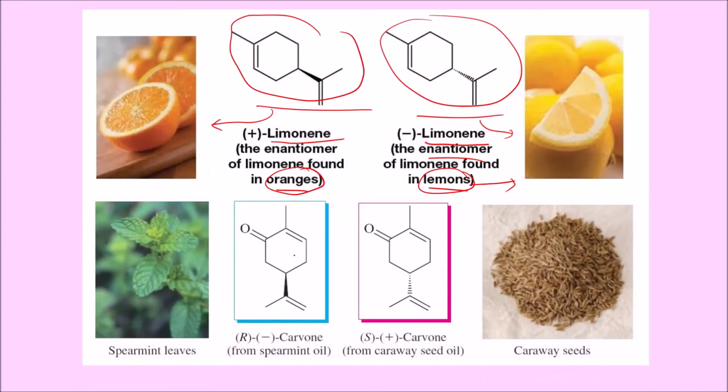Similarly, there is another example of carvone, where one of the enantiomers is present in spearmint leaves, also called mint leaves, and the other enantiomer of carvone is present in caraway seeds, also called jeera in Hindi. So this is very interesting: the same molecule, with just the change of stereochemistry, is present in different natural products.